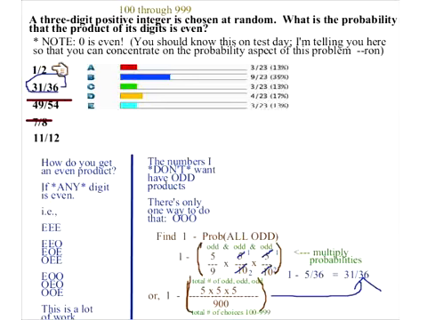Okay, questions, please. Anybody have any questions? Okay. If not, we may be able to squeeze one more problem in here. Let's see. All right, let's see if we can cram one in.